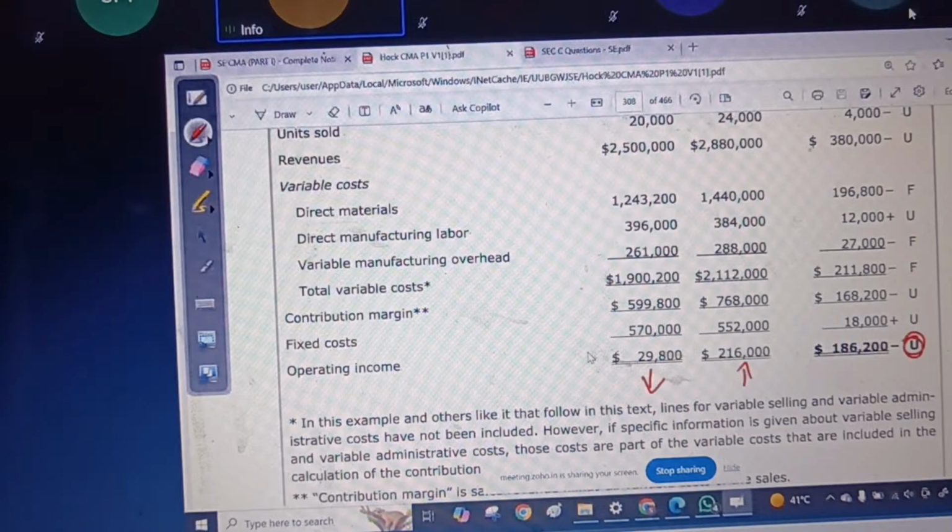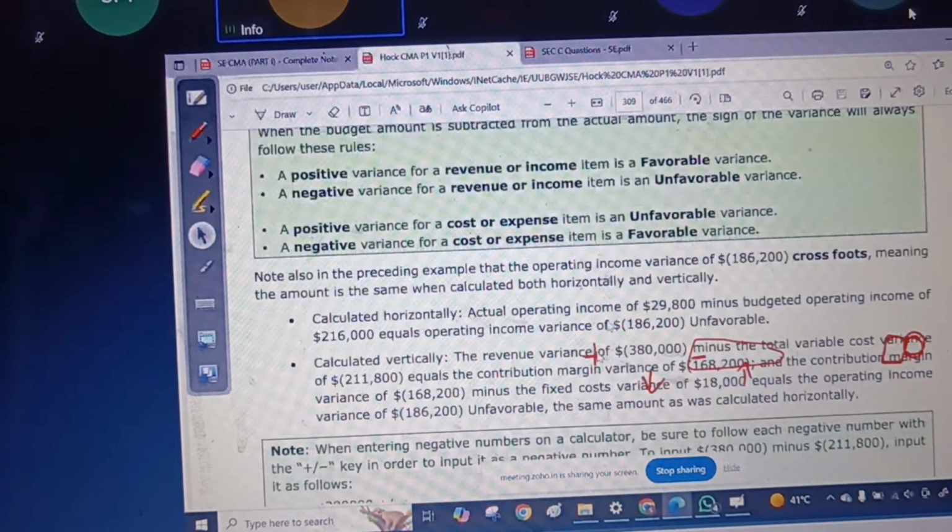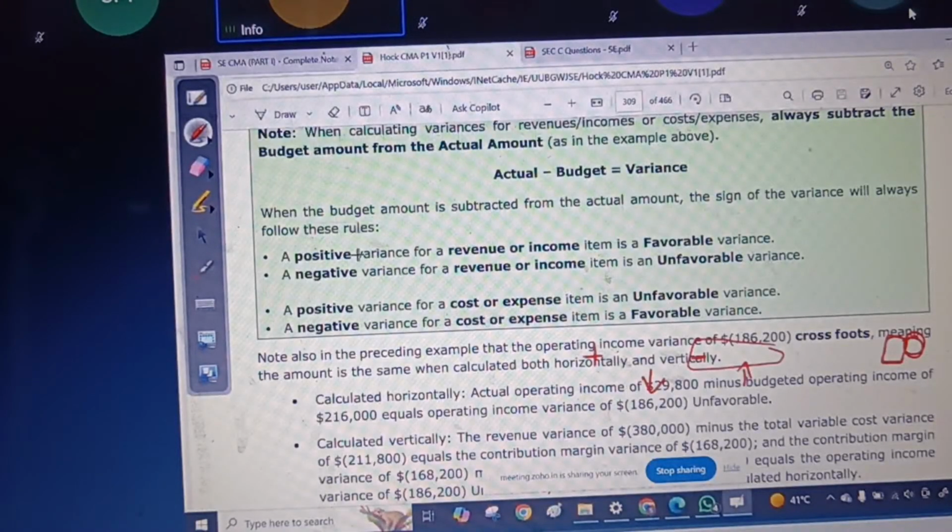This is a positive amount. This is a negative amount. We are getting a negative value. Why? Because the amount here is higher. We are putting the negative sign of the higher amount, basic maths. So to not confuse that much, we have given here in this way. Positive variance for revenue will be favorable. Negative variance, it will be unfavorable. The reverse order for cost. Positive variance, it is unfavorable. Negative variance, it is favorable.